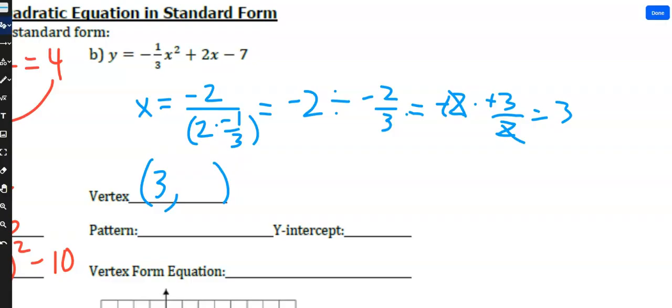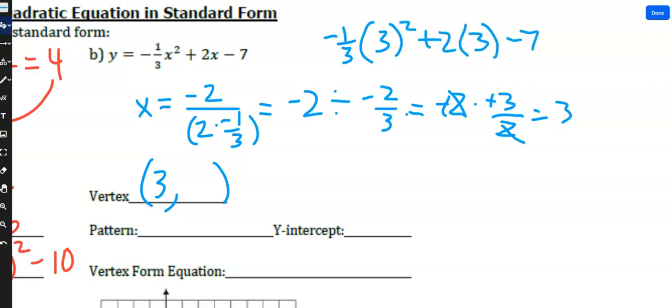Okay, so now we know the first part of the vertex is a 3. How do we find the other part? Plug it in, right? Negative 1/3 times 3 squared plus 2 times 3 minus 7. Nine times negative 1/3 plus 6 minus 7. Oops, I got negative 4. That's a negative 3, negative 10. Yes, yep, negative 4. So now I know that the y value of the vertex is negative 4.